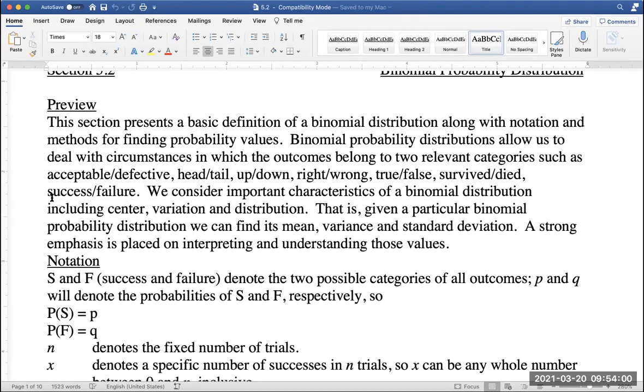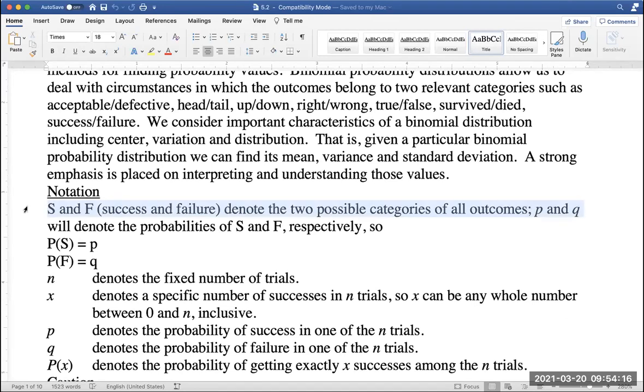We'll be looking at what is the mean, what's the variance, what's the standard deviation, what does the distribution look like? And so, let me give you some notation. Let S denote success, F denote failure, and these are the two possible outcomes. Let P denote the probability of success, and Q the probability of failure. So the probability of success is P, the probability of failure is Q.